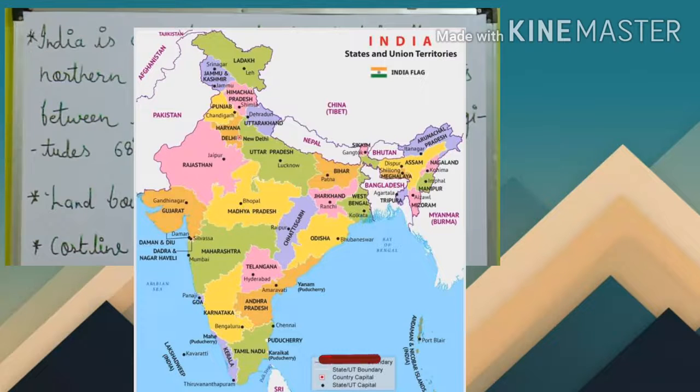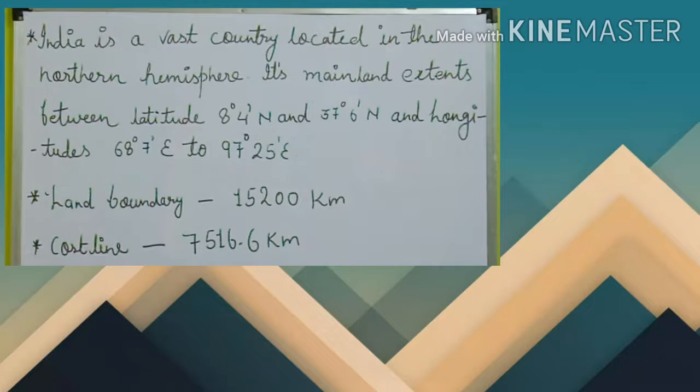Andaman and Nicobar Islands, situated southeast of the mainland in the Bay of Bengal, and Lakshadweep Islands, situated southwest of the mainland in the Arabian Sea, are the two groups of islands belonging to India. If we talk about the boundaries, the land boundary extends up to 15,200 km and the coastline, including Andaman Nicobar Islands and Lakshadweep Islands, is about 7,516.6 km.